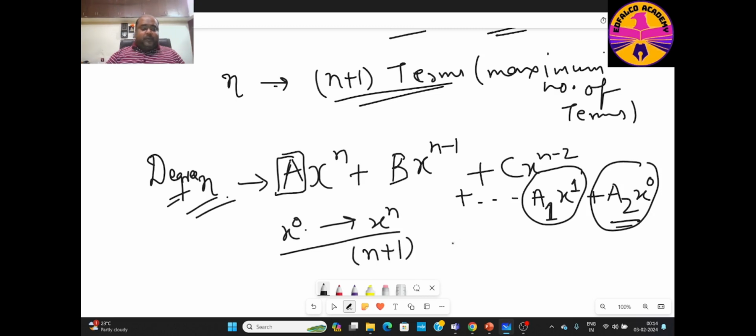So how many numbers are between 0 and n? That's a simple question. There are n plus 1 numbers, and therefore there will be n plus 1 terms. So a polynomial of degree n will have n plus 1 terms.